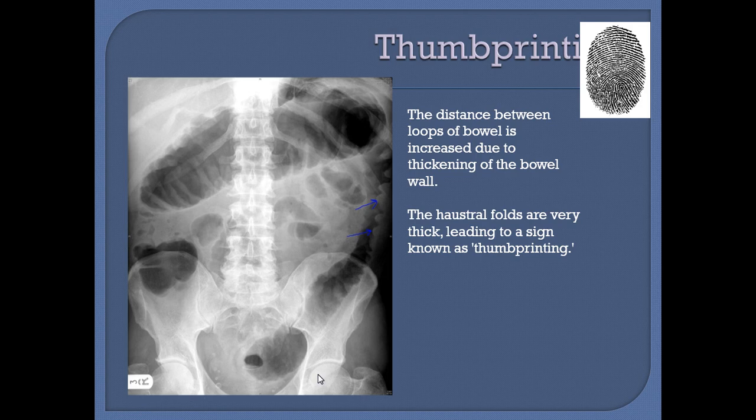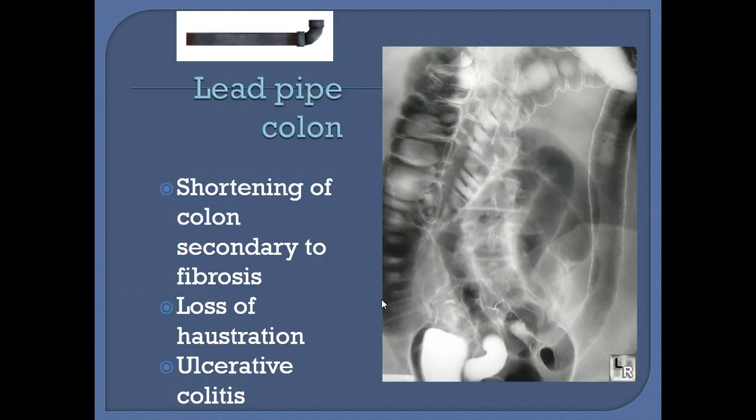Thumb printing is another pattern which we observe. In the bowel loops you can see this thing, thumb printing. The wall is so much thickened, it will create this pattern. The haustral folds are thickened and acquire the thumb printing pattern, usually in bowel ischemia.